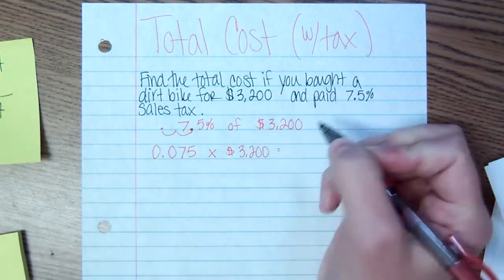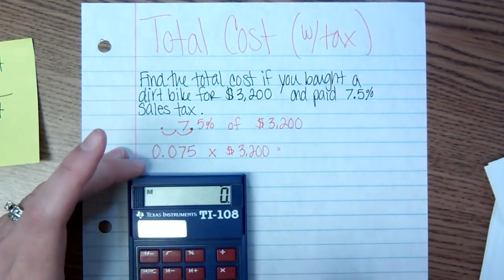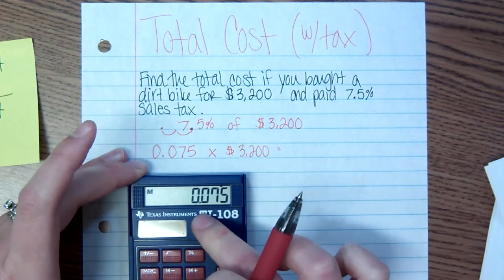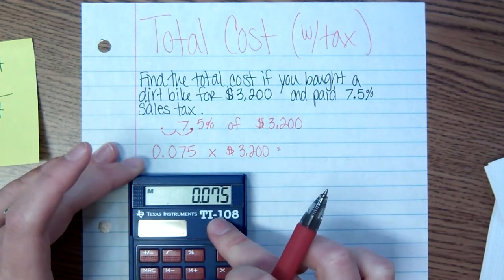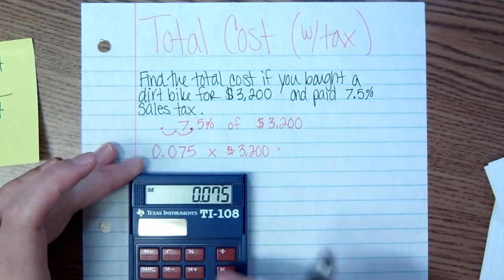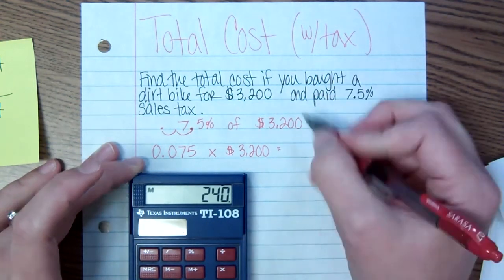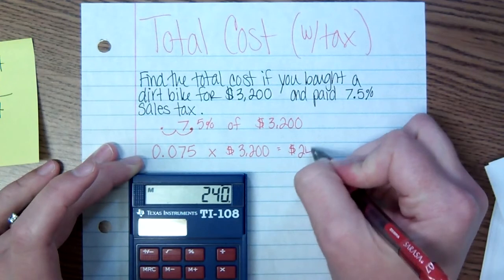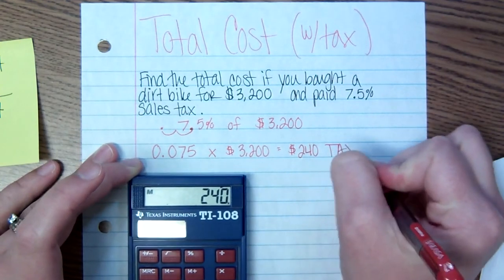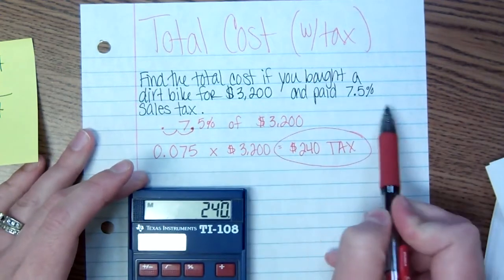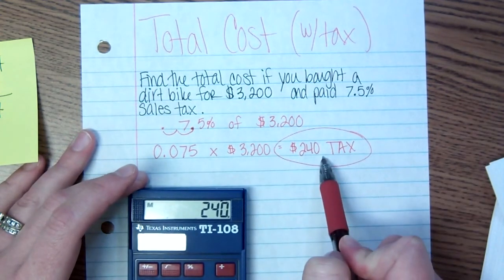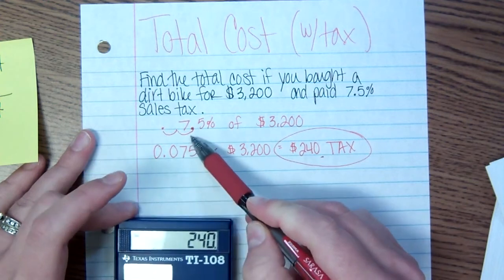$3,200. And then I'm just going to plug that in. Make sure you actually type in that leading 0, the decimal, and the 0.075 because it makes a difference. Place values make a lot of difference. So that's a $240 tax. This is the tax. This is not what you're paying for the bike. You're paying $3,200 for the bike, and you're going to pay the government $240, which is 7.5% of that.